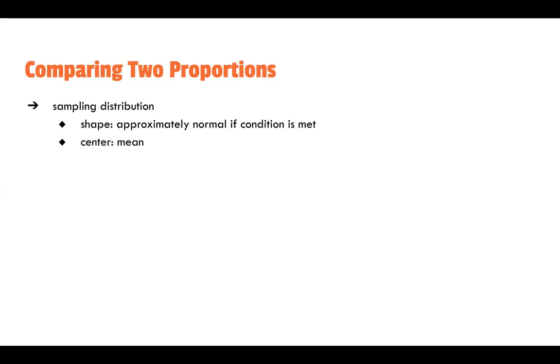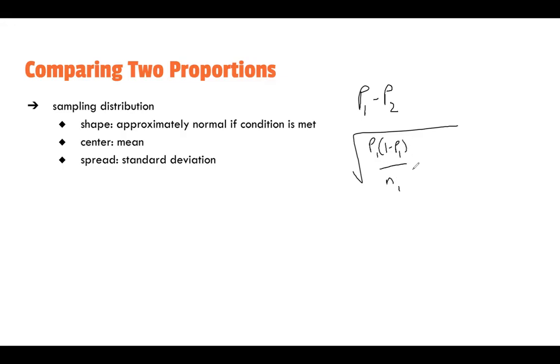The center is going to be the mean. So it's going to be p1 minus p2. And honestly, order doesn't matter, but just be sure to be consistent throughout the entire thing. p1 minus p2 is the difference of the two population proportions, and that's going to be the mean of the sampling distribution. And the standard deviation for spread is going to be the square root of p1 times 1 minus p1 over n1 plus p2 times 1 minus p2 over n2.